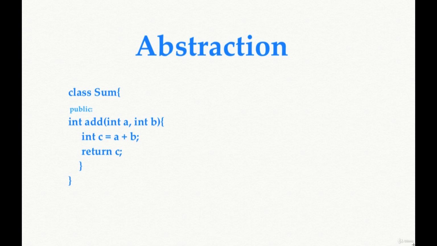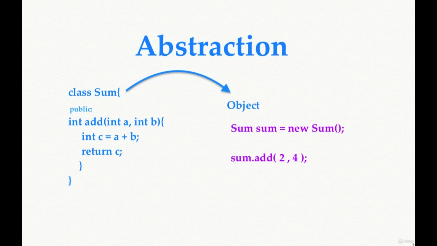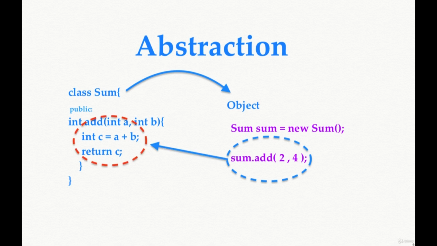Welcome! In this session, we will learn about abstraction and we will understand it with the help of an example. Suppose we have a class named sum and it has a function add that takes two integers and calculates their sum. So now when we make an object of this class and call this function add, the person who is making the object of this class need not know about the internal functionality of this function. He only needs to call this function add there and pass it two arguments like we have done, 2 and 4 here.